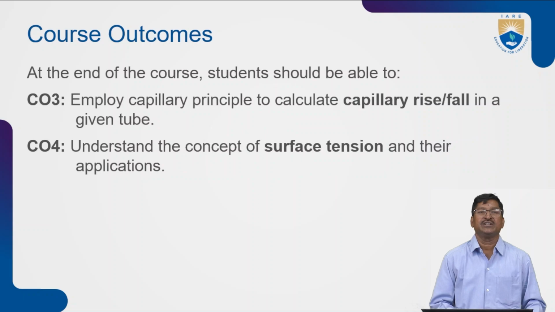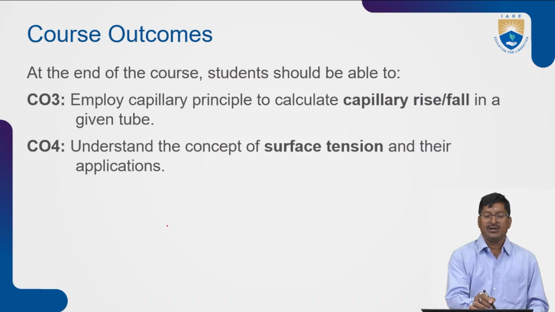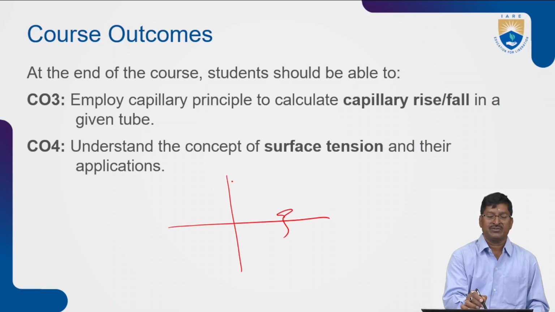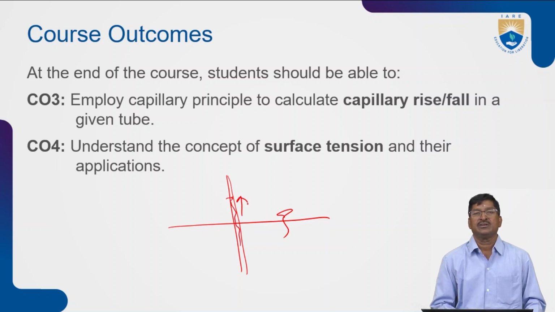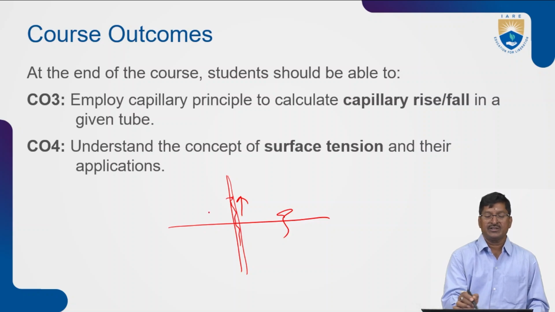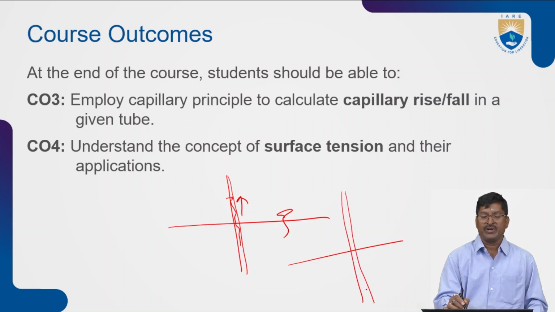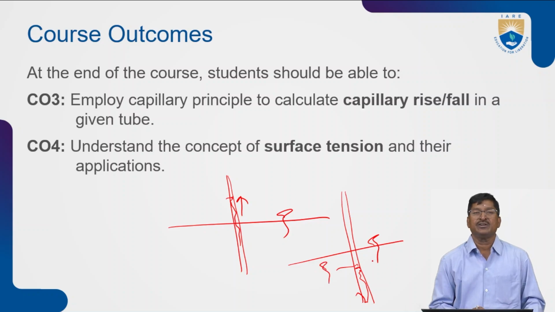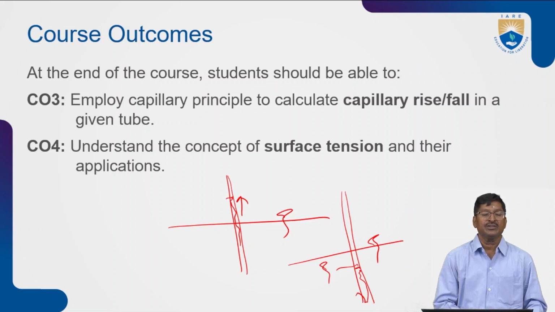Course outcome 3 is capillary rise or fall. Whenever you insert a smaller diameter tube, some fluids will rise more than their original level. So if it is a tube, the fluid will rise here, which is called capillary rise. For some fluids, if you insert a smaller diameter pipe, the level will be reduced. The actual level is this, the tube's level is this one. This is called capillary fall. That knowledge will be in course outcome 3.